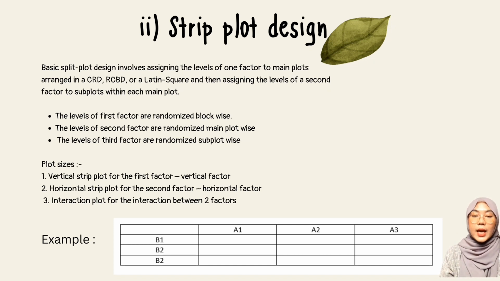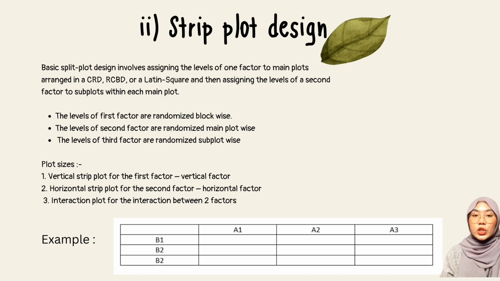each main plot. In a strip plot design, the whole available area is divided into A horizontal strips and B vertical strips. One level of factor A is assigned to each row and one level of factor B is applied to each column. For example, if you had 3 multiplied by 3 equals 9 factors, the plot will have 9 sections as shown in the picture. The levels of the first factor are randomized plot-wise, the levels of the second factor are randomized main plot-wise, and the levels of the third factor are randomized.